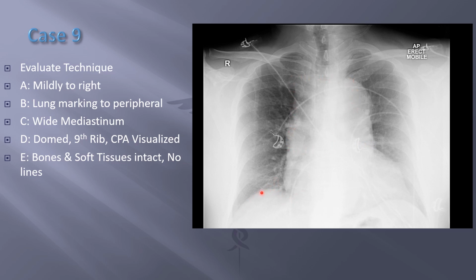D for diaphragm. Kind of see on both sides. You can see the costophrenic angles here. No air underneath that diaphragm. And E, everything else, bones look pretty much intact. Everything's all lining up. I don't see any hardware other than the EKG leads.